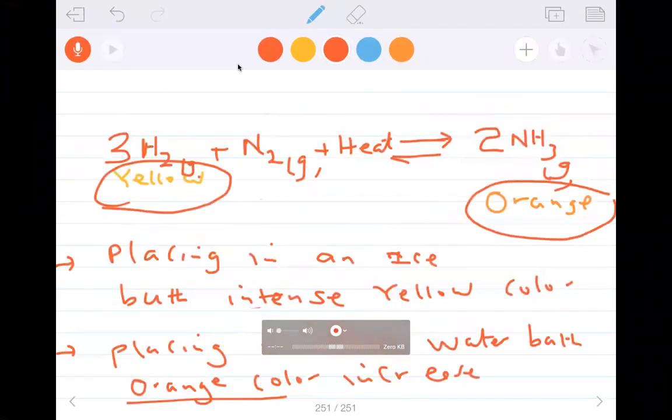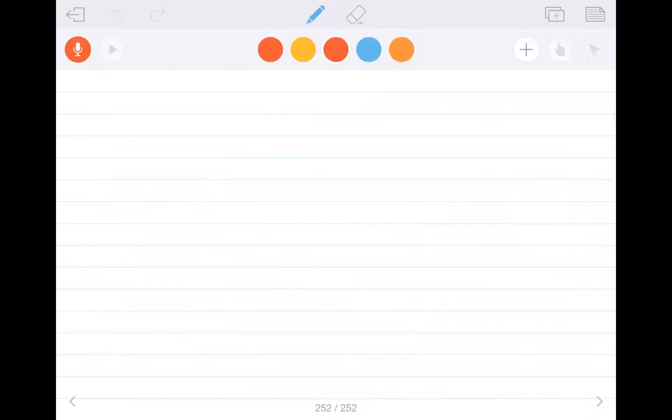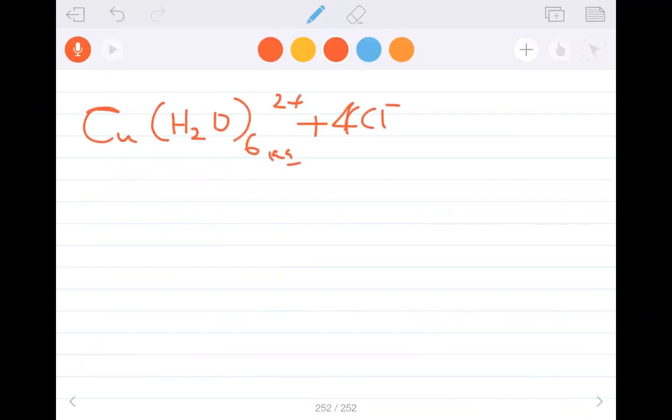equilibrium expression. If you don't have the handout with you, I see this copper 2, this is H2O, 6 moles of H2O, and this is aqueous with an overall charge of +2, plus 4 Cl negative, in dynamic equilibrium with copper 4 aqueous plus 6 H2O.